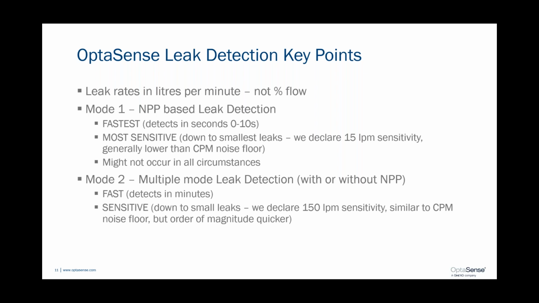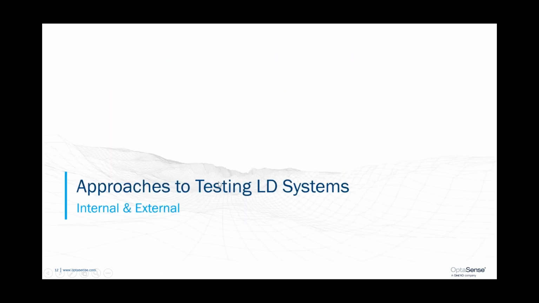We then back that up with a fusion of all of the other mode options, or the pairing of modes, either with or without NPP being included, to provide a little bit more confidence, but that tends to operate at a slightly higher level of leak detection, around 150 liters per minute. Still, we're talking here order of magnitude quicker than conventional approaches.